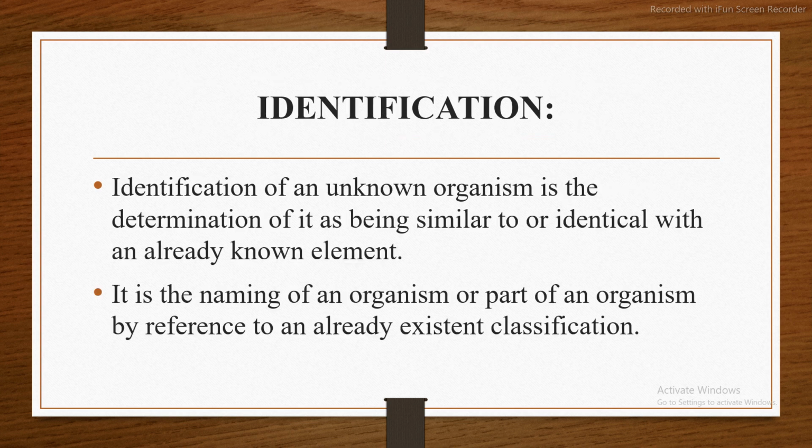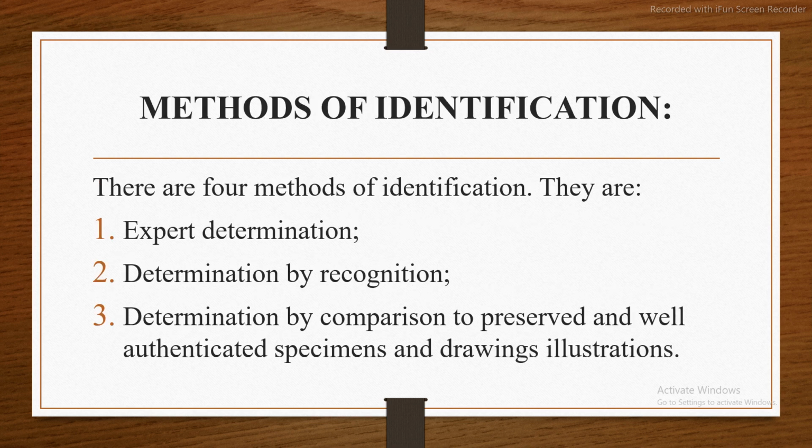Next topic is identification. Identification of an unknown organism is the determination of it as being similar to or identical with an already known element. It is the naming of an organism or part of an organism by reference to an already existent classification. There are four methods of identification. These are: number 1, expert determination; second is determination by recognition; third is determination by comparison to preserved and well authenticated specimens; and fourth, drawings and illustrations.